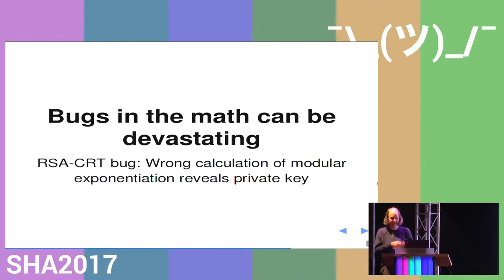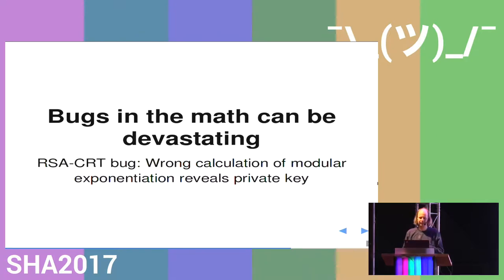One example for that is the so-called RSA-CRT bug. If you're doing an RSA signature, what most real-world implementations do is some kind of optimization where they split up one big costly calculation into two smaller calculations. I cannot go into the details, but what happens here is that if one of these calculations has an error in it, and it doesn't matter what kind of error, then the signature you get reveals your private key. And that is pretty devastating.